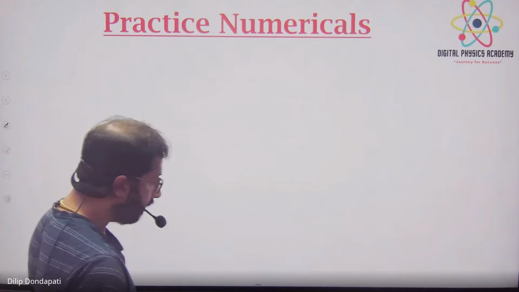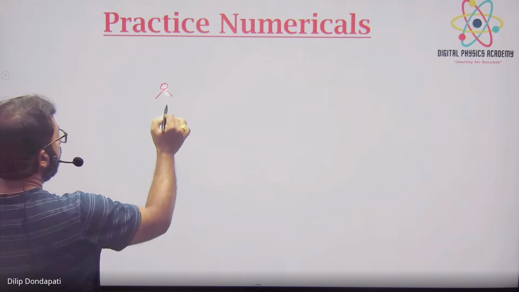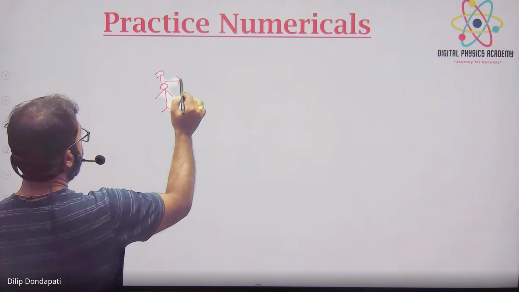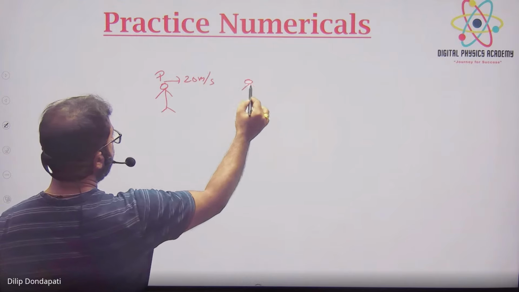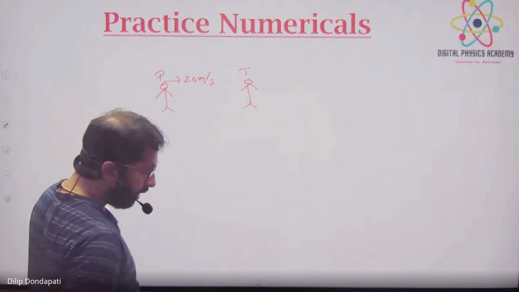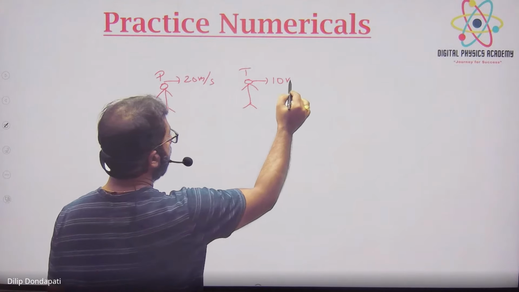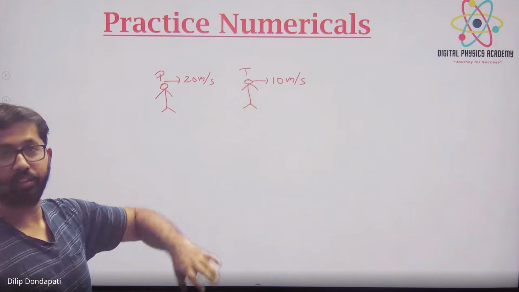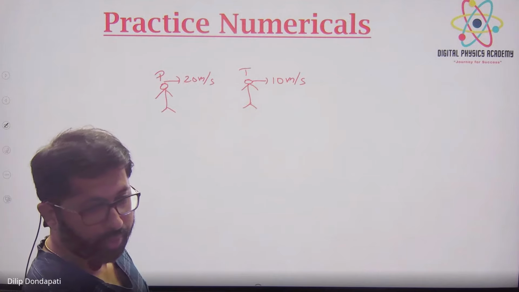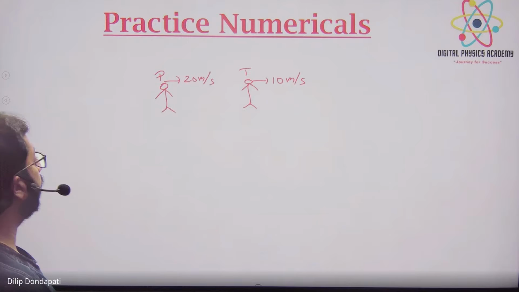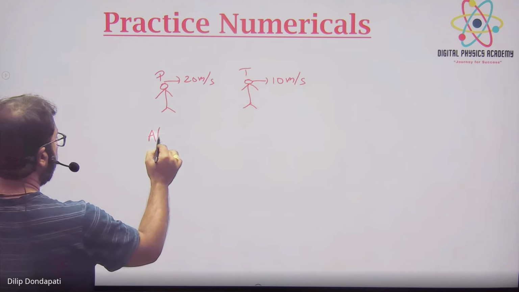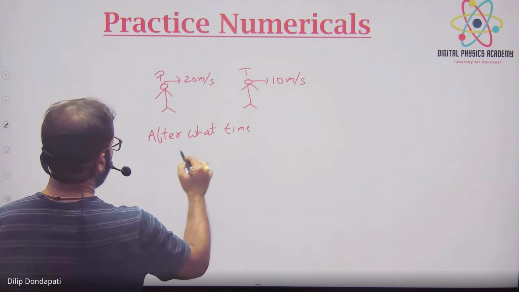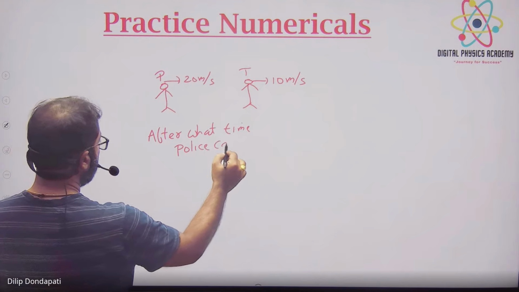टेल मी वन स्मॉल क्वेश्चन. सपोज यू हैव ए पुलिस है, is moving with 20 meters per second, and thief is moving with 10 meters per second. Okay, question is what time के बाद the police catches thief? Find करो. After what time police catches thief?